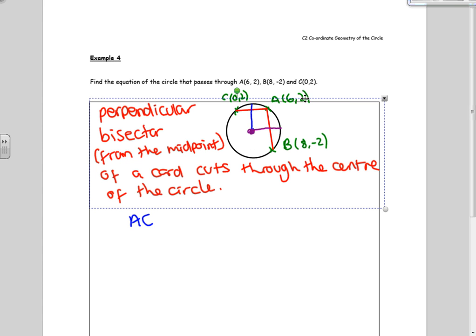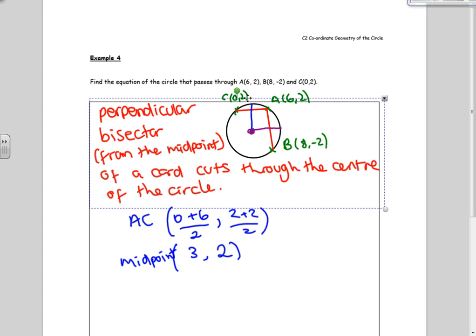So as we can see, they've got the same y value and different x values. So the midpoint on that line is going to be at 3, because 0 plus 6 divided by 2 will give me my x value, and 2 plus 2 divided by 2 will give me my y value. So of course that would give me 3 for my x and 2 for my y. So that is our midpoint.